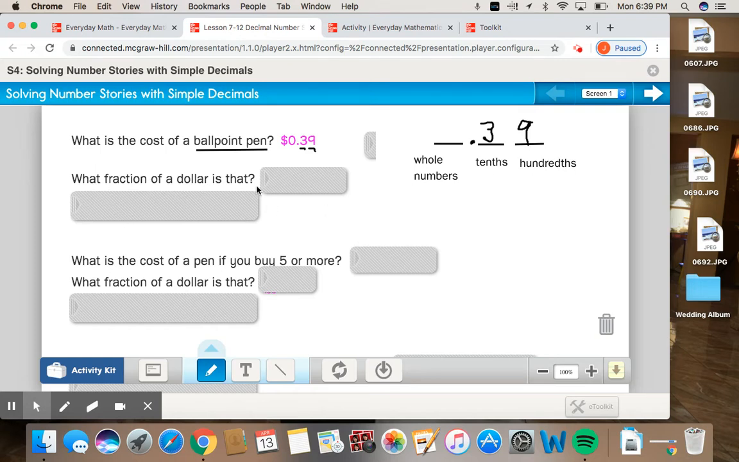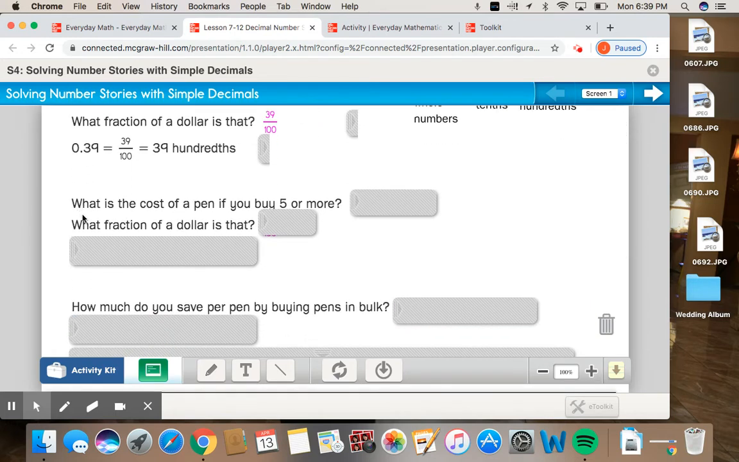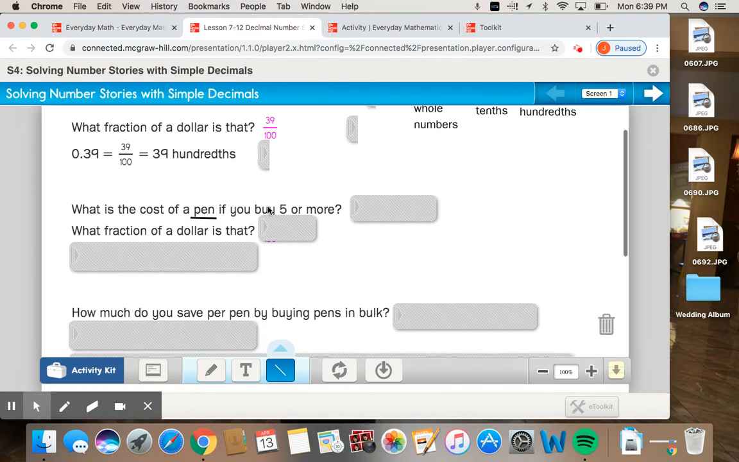So what fraction of a dollar is that? That is 39 hundredths as a fraction. This is what it looks like as money, 39 hundredths, 39 hundredths in word form. All right, so let's take a look at the next question. What is the cost of a pen? So I want to focus on a pen, if you buy 5 or more.